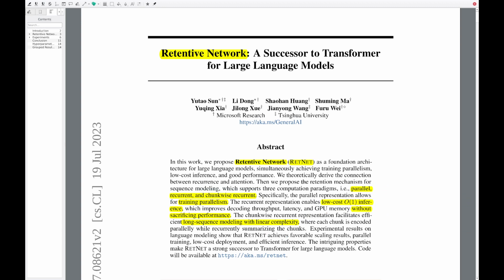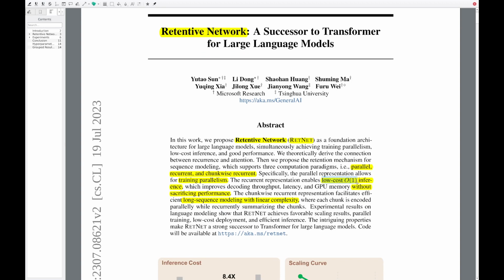And they say the parallel representation allows for training parallelism, like a transformer is able to train multiple tokens in a sequence at a time. And the recurrent representation enables low-cost O(1) inference. So this means that each token takes a constant amount of time to generate, regardless of whatever context length they're using. This is per token, not per sequence. If it was for a whole sequence, it would be O(n). So that's just a different way of saying it.